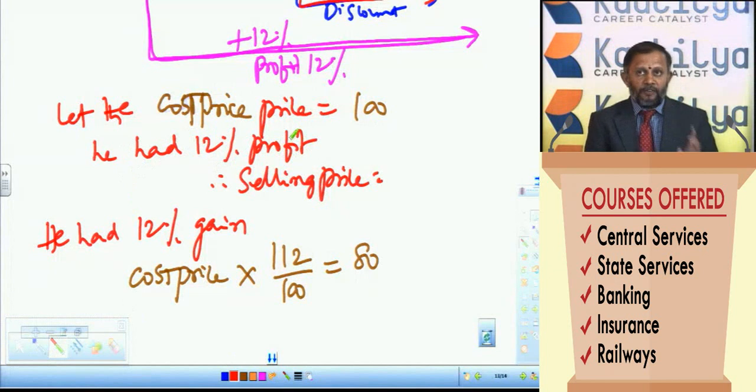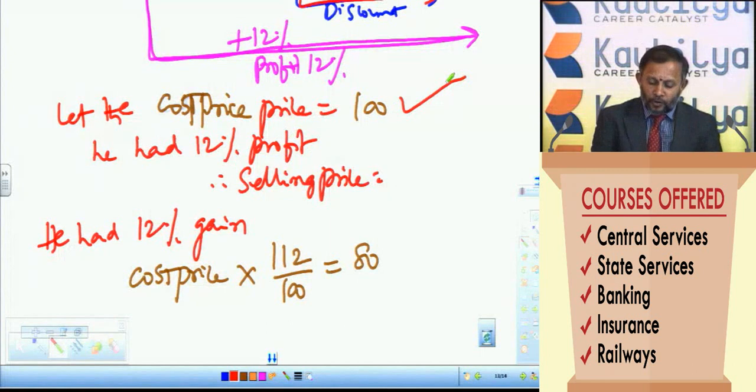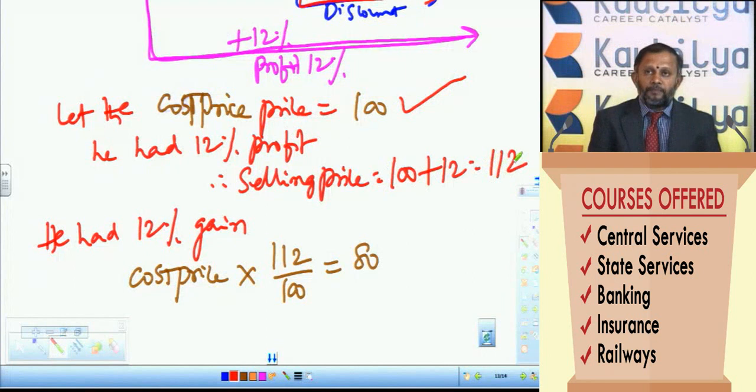Because if you have a relation between only two elements, we can take one as 100. But here we have to establish a relation between three elements. The first one is cost price, the second one is marketing price, and the third one is selling price. So take the cost price as 100. He had a profit of 12%. So therefore, selling price is equal to 100 plus 12, 112.